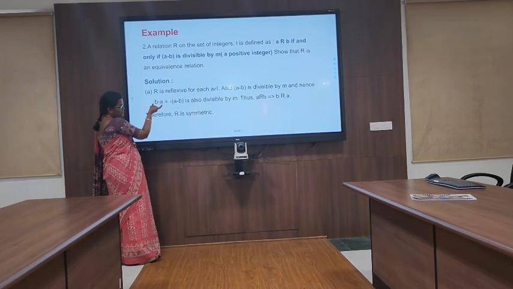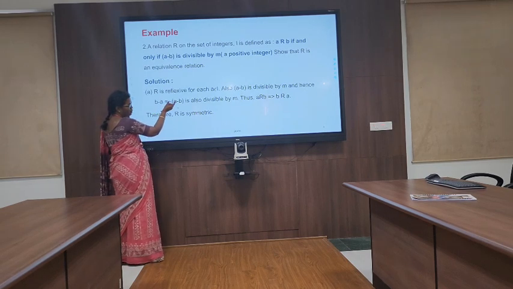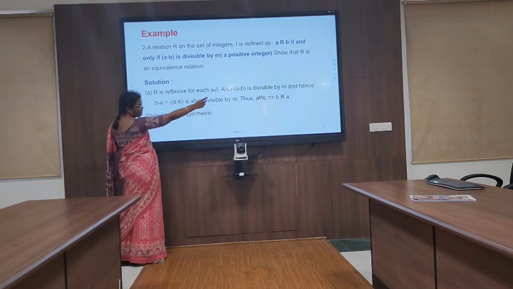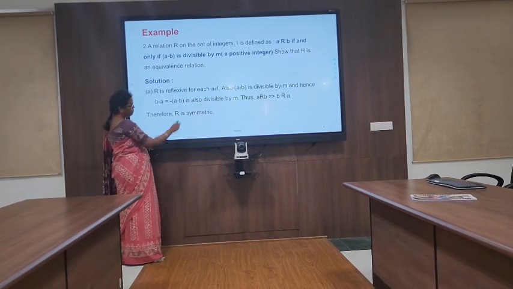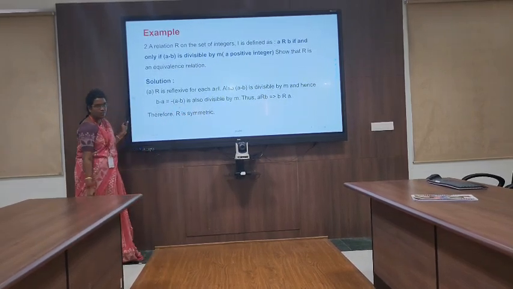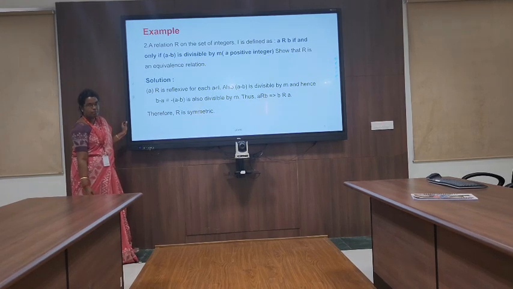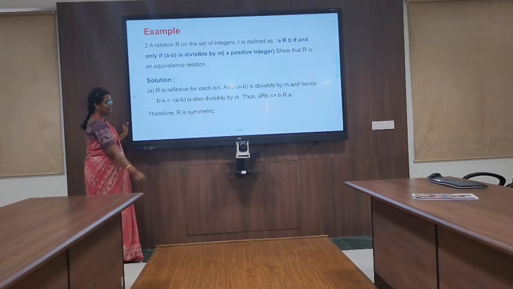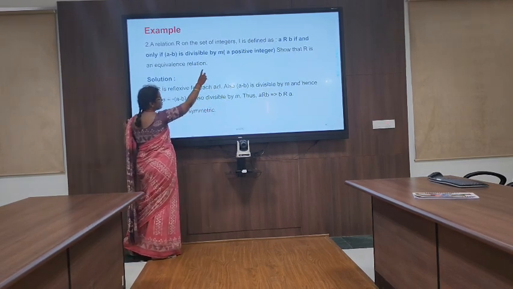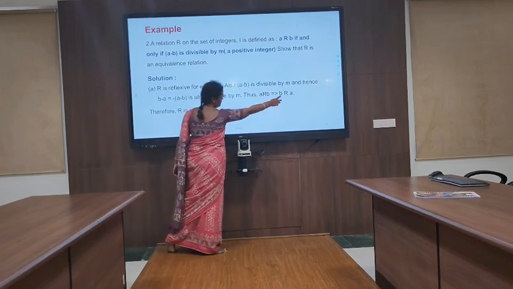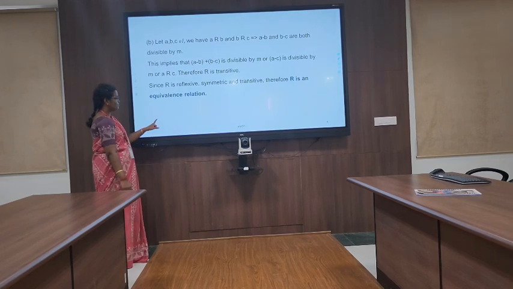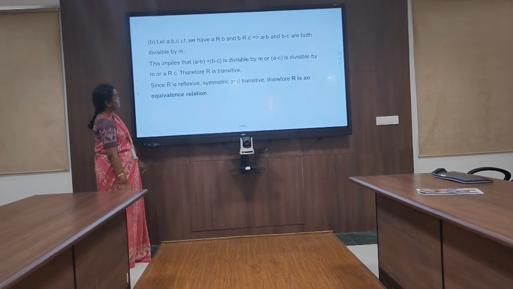Consider this term B minus A, which can be written as minus of A minus B. This difference A minus B is already divisible by the positive integer M. Hence, minus of A minus B is also divisible by M. We know if 5 is divisible by 5, minus 5 is also divisible by 5. Hence, the difference B minus A is also divisible by M. So, by the given condition, B is related with A. Hence, R becomes symmetric.